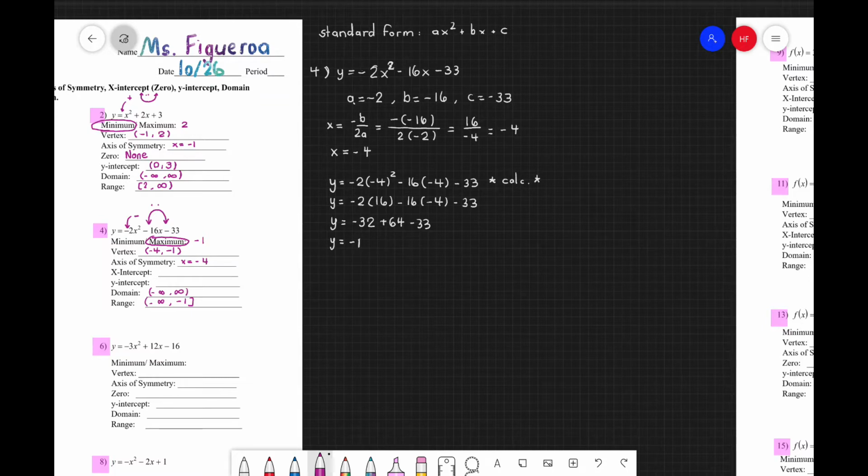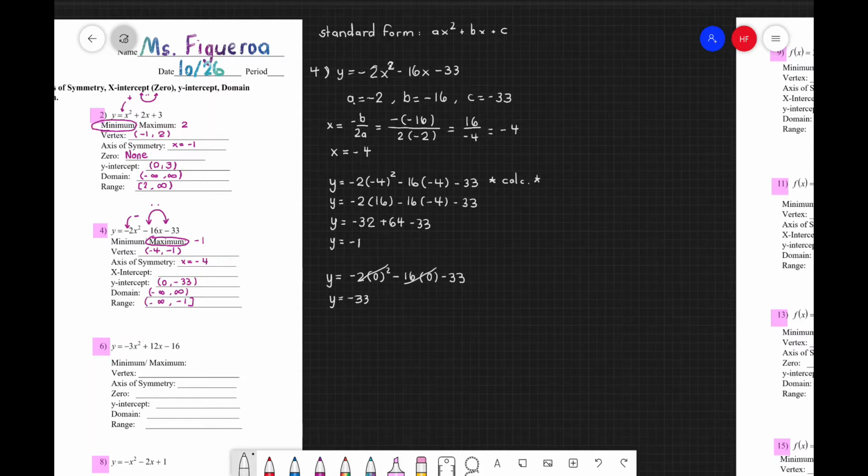So now we're going to find our y-intercept by plugging in a 0. So y equals negative 2 times 0 squared minus 16 times 0 minus 33. Remember, in standard form, it's super easy. Those go to 0, so we're left with y equals negative 33. So my y-intercept is 0, negative 33.